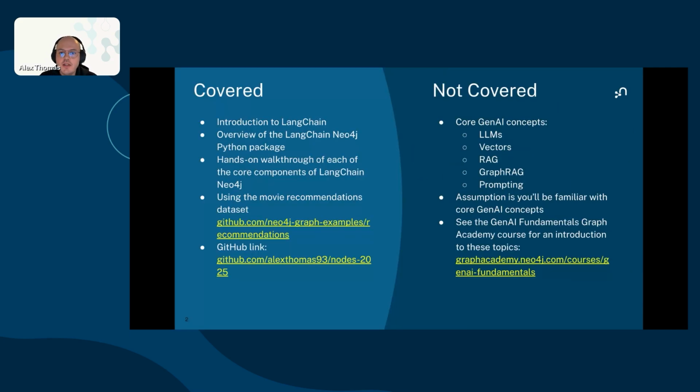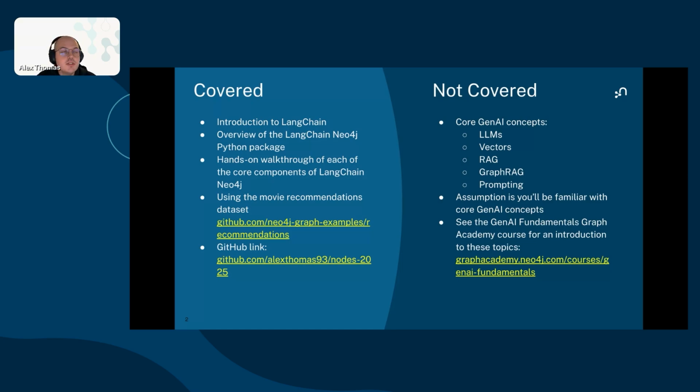Before I start, let me take you through what will be covered today. This talk is going to be a hands-on workshop covering the LangChain Neo4j Python package. I'm going to first take you through a few slides explaining what LangChain is. I'll give you an overview of the LangChain Neo4j package. Then we'll dig into each of the core components of the package. I'll give you an explanation of each component, then run through a Jupyter notebook showcasing the components.